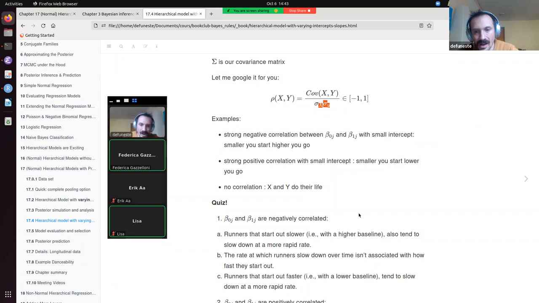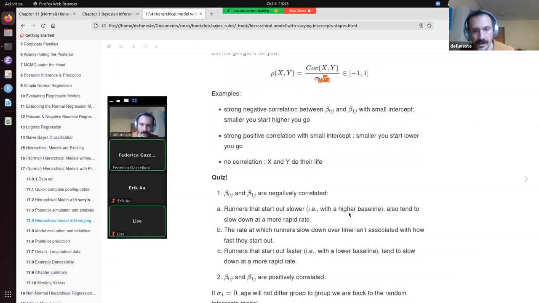So that means that runners that start fast, because it's negatively correlated, tend to slow down at a more rapid rate. This is a negative correlation. So the faster you are, the slower you go down. And if they are positively correlated, that will be the reverse. They start slow, so the low numbers.